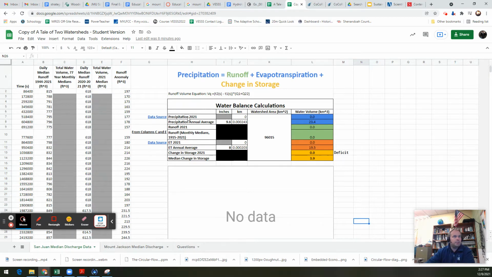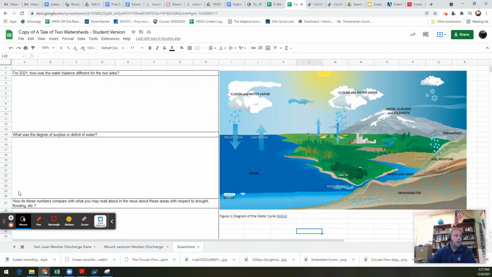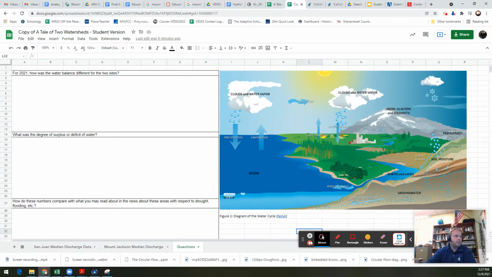We are looking at precipitation for the year 2021 specifically, and then precipitation as an annual average. Same with runoff, same with evapotranspiration, and then we're going to look at change in storage. And the big question that we have in the lab is, well, the questions are these: how is the water balance different between the two sites?